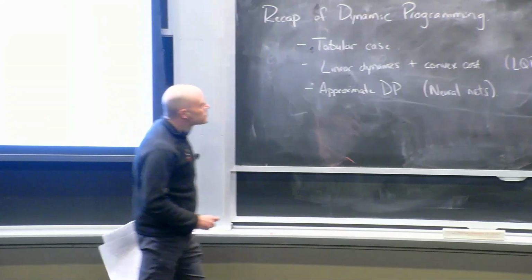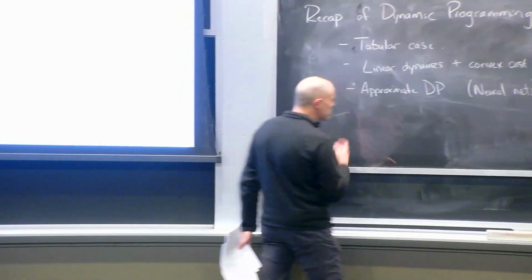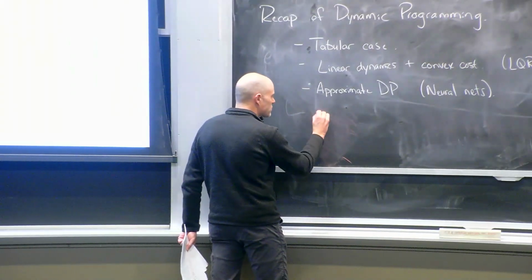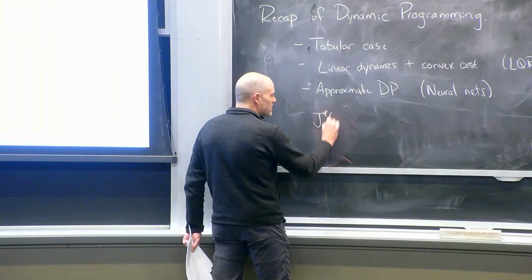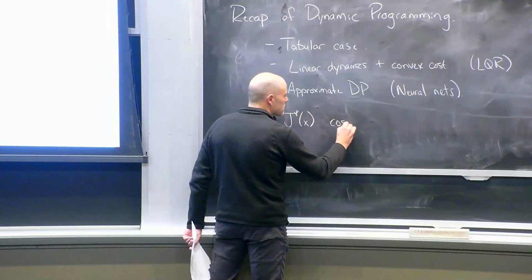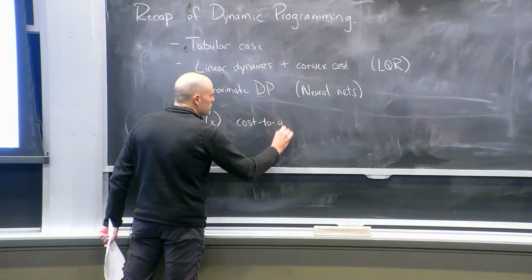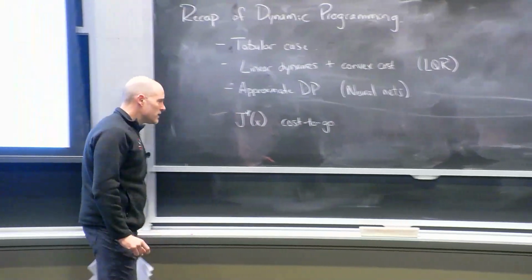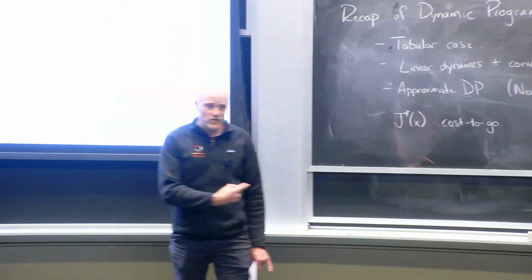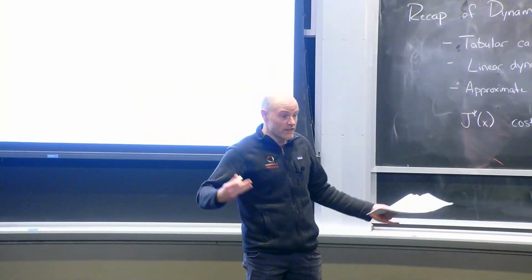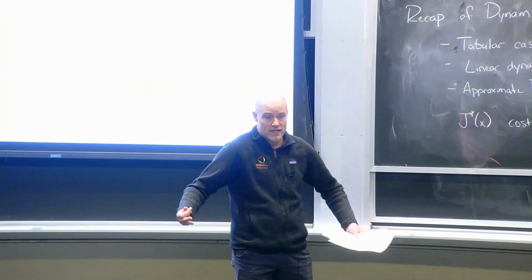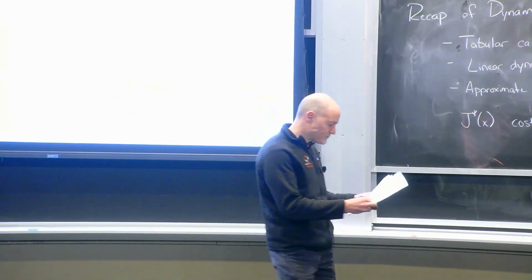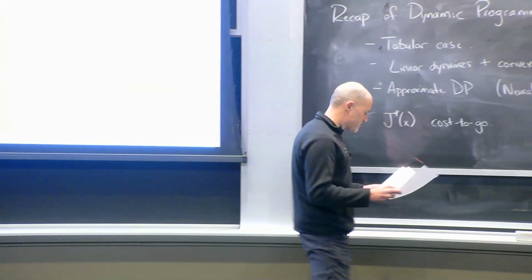In particular, these things we're trying to find, ideally, J star, the cost to go function. And in general, finding J star is solving some very high dimensional, potentially nonlinear partial differential equation, right? And that's potentially a hard thing to do.